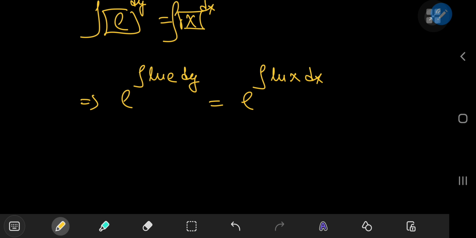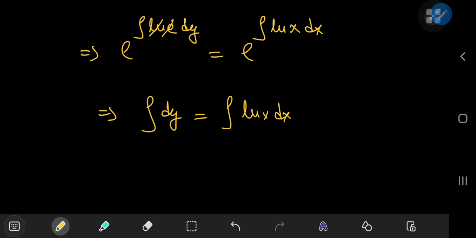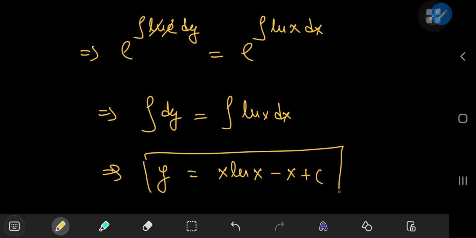So because of the equality of the exponential functions on the left and right, this implies the equality of the arguments. So we have the integral of dy being equal to the integral of the natural log of x with respect to x. So this is pretty straightforward. On the left we have y being equal to, you can use integration by parts here to get the answer of x times the natural log of x minus x plus c. Okay, cool. So that was a pretty straightforward solution development.